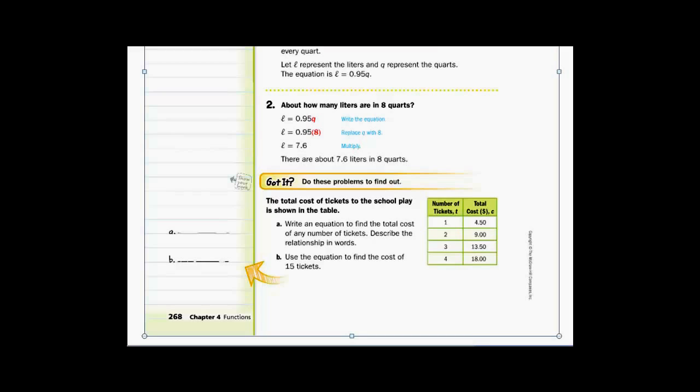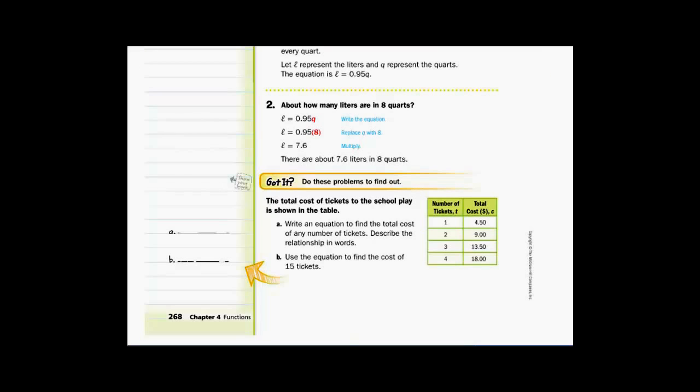So how much money would it cost to buy 15 tickets? Well, you don't need to just sit and add $4.50 plus $4.50 plus $4.50 in order to get to 15 tickets. You can have an equation for that. So the total cost is going to be $4.50, because it's $4.50 per ticket, times however many tickets you want. And again, these letters, I'm just putting those in there. You could use X, Y, whatever you want. But that is the equation.